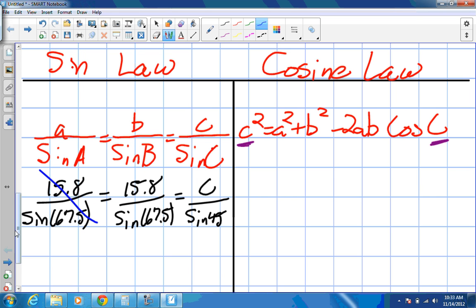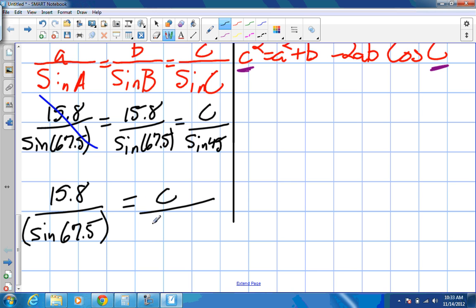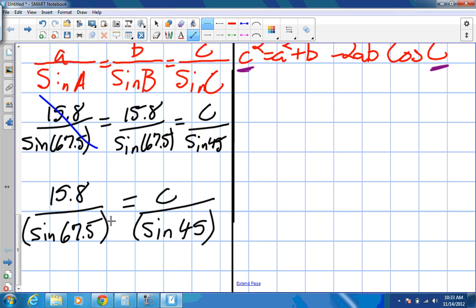So we have 15.8 is equal to sine 67.5, which is equal to C divided by sine 45. If I want to isolate C, multiply by sine 45. Multiply which side? The right side by sine 45. Just the right side? Both sides.